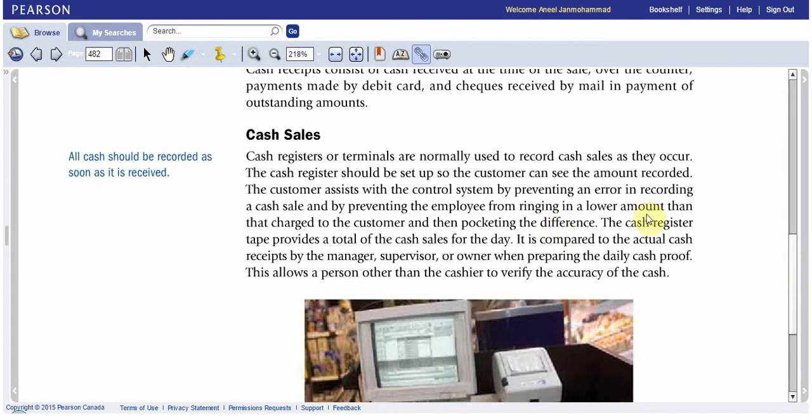Okay, so remember that. You want to remember this. How can a customer help with controlling cash? So you want to remember that. Okay, let's go to the next page.